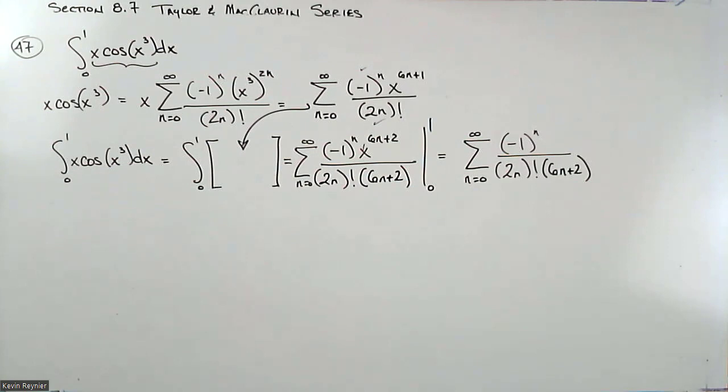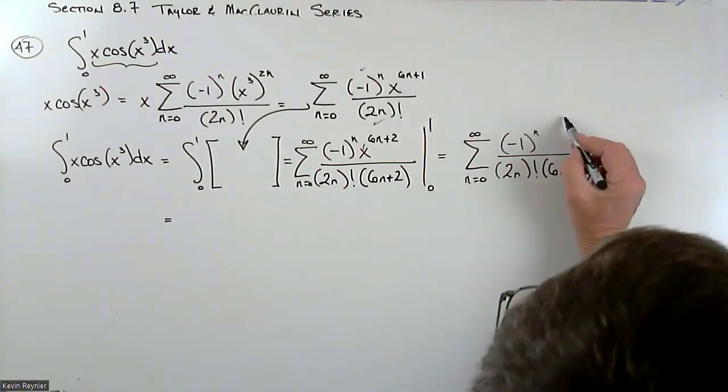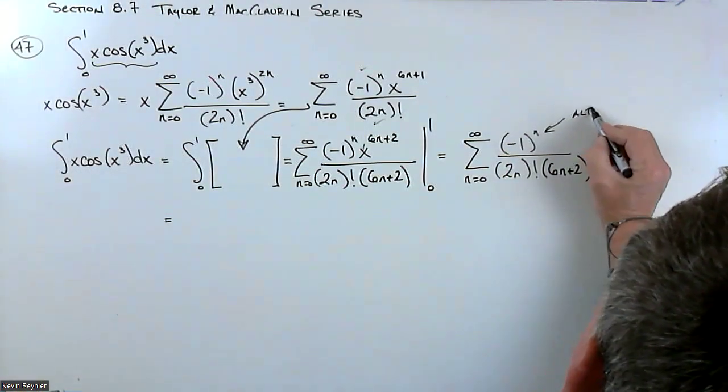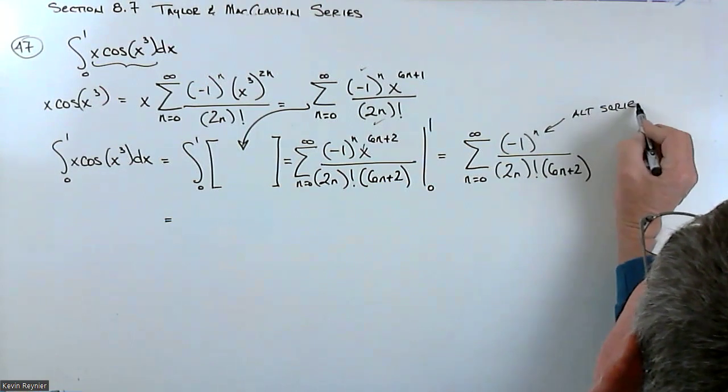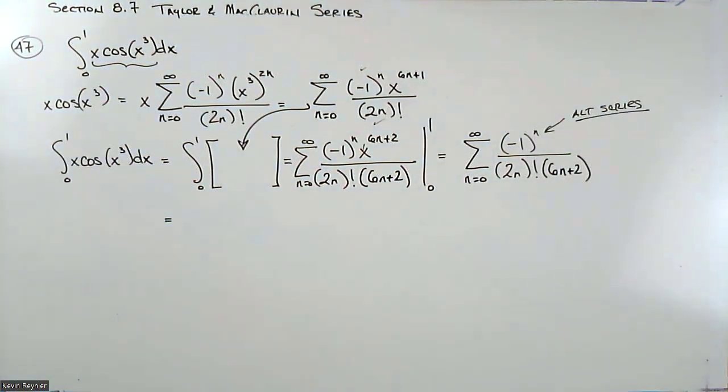Now, it says to find this within 3 decimal places. It's exactly the same problem we did last time. Why is it exactly the same problem? It's an alternating series again. So we're going to use that the error is less than the very next term. They want it to be within 3 decimal places. So it's exactly the same problem we did in problem 42, but now we're just doing it with an integral.